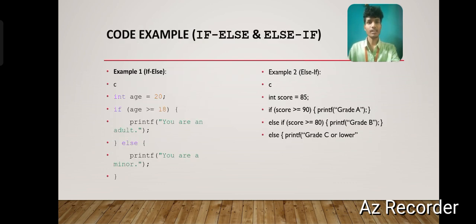Code example: if-else and else-if. Example 1, if-else: int a = 20; if a is greater than or equal to 18, printf you are an adult, else printf you are a minor. And example 2, else-if: int score = 85; if score is greater than or equal to 90, printf grade A, else if score is greater than or equal to 80, printf grade B, else printf grade C or lower.